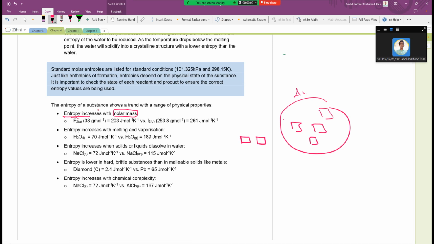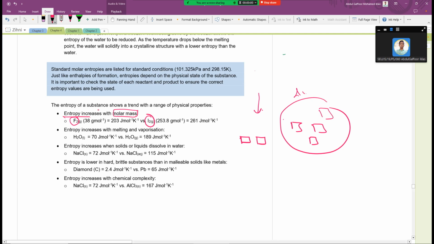Now F2 gas and I2 gas are given, right? Definitely the molar mass of fluorine is lesser than the molar mass of iodine, because going from top to bottom along the group, the molar mass will increase, right? So for larger molecules, the entropy will increase.